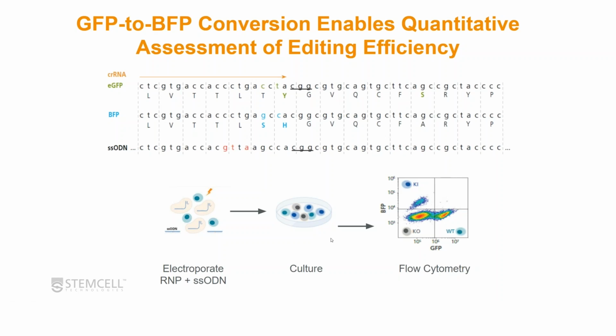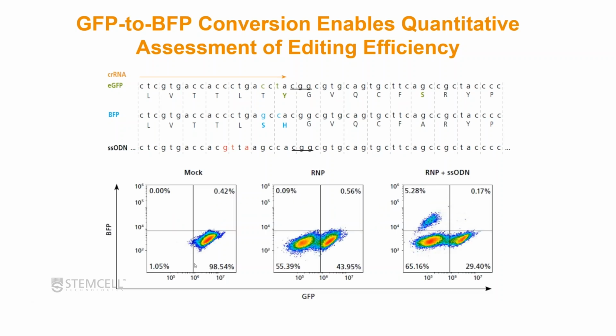We then cultured those cells for 72 hours and assessed editing efficiency by flow cytometry. And so here you can detect wild type or GFP positive cells. You can also detect editing events in terms of knockout or GFP negative cells, and knock-in or BFP positive cells. This is an example of what those FACS plots look like, wherein mock cells express high levels of GFP. If you only deliver the RNP, you can see a pretty efficient knockout at around 50 to 55%. And then when you incorporate co-delivery of the single-stranded DNA template, you can see knock-in of BFP.